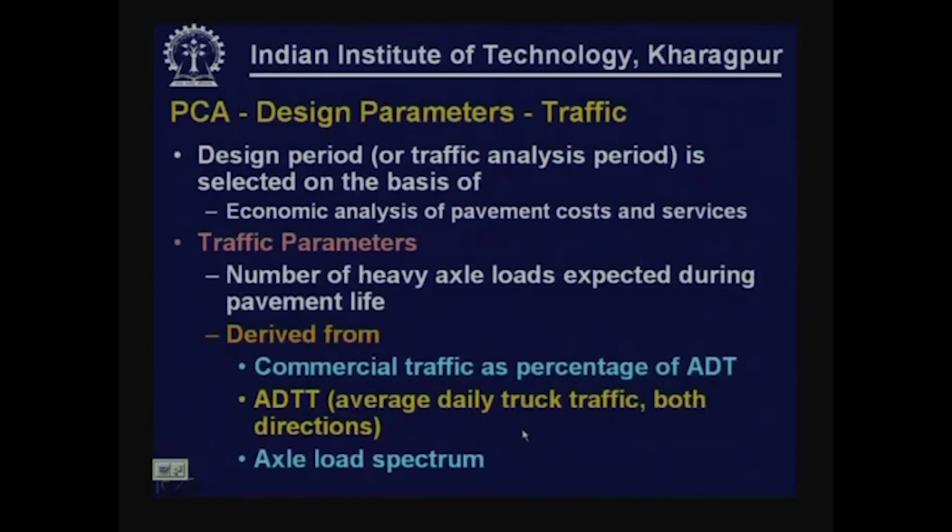Other design parameters relating to traffic are, we have to select a design period or the traffic analysis period. This has to be selected on the basis of economic analysis of pavement costs and services. Other traffic parameters are selecting number of heavy axle loads expected during the pavement life. These are to be derived from commercial traffic as percentage of average daily traffic, average daily truck traffic in both directions, and also we have to have information regarding axle load spectrum.